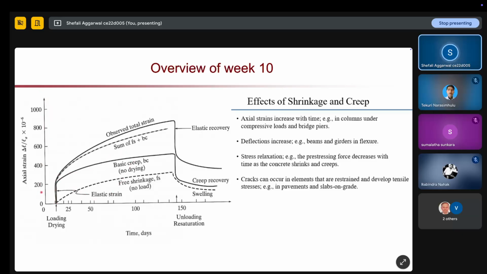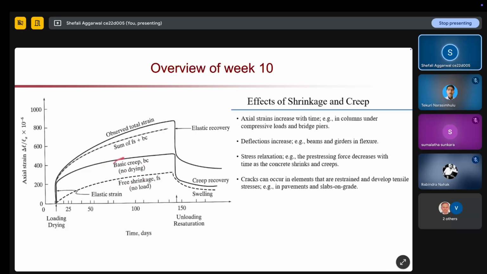So this is a normal strain versus loading time curve of various shrinkage and creep. If you see here, this is your free shrinkage. With time your shrinkage is increasing, and after unloading or when it is saturated at that condition, it is swelling. Same way we will talk about creep. When you are loading, there is a sudden decrease in water and then it will be almost linear, and when you are unloading, again it is decreasing.